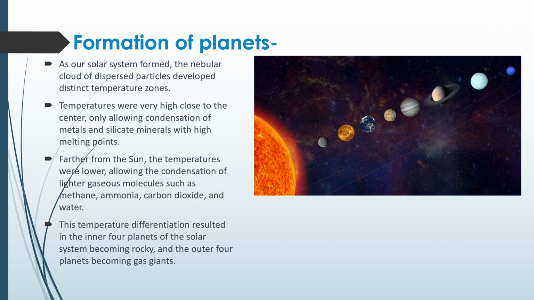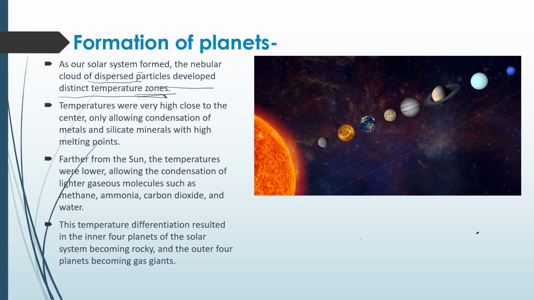After that, the sun has been formed. Now the formation of planets will take place. This is the very ancient time. So the nebular cloud dispersed, and particles developed distinct temperature zones. A temperature zone has been created. How? The materials which are closer to the sun will have high temperature.